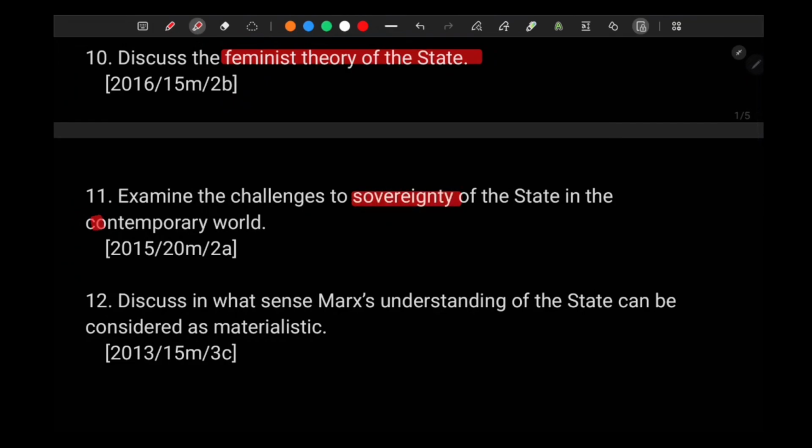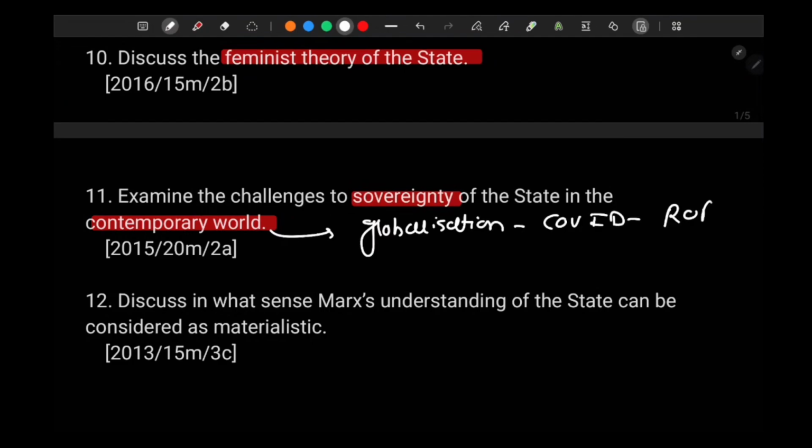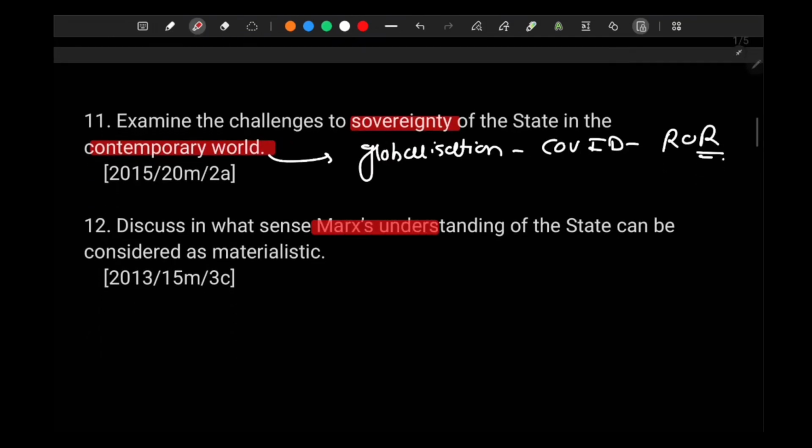Challenges to sovereignty in contemporary world. What do you mean by contemporary world here? Either globalization or COVID or rise of the right. Rise of the right means conservative people like Trump. Then Marxist understanding of state.